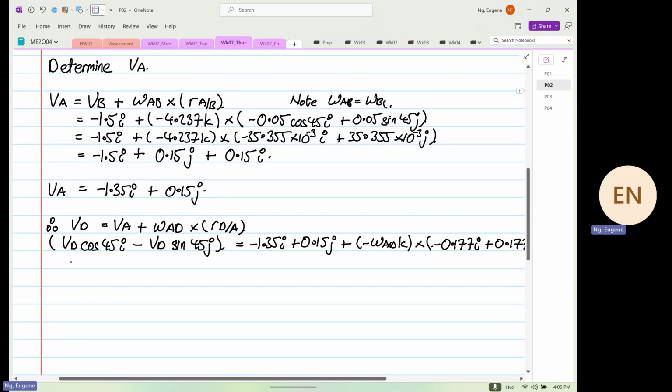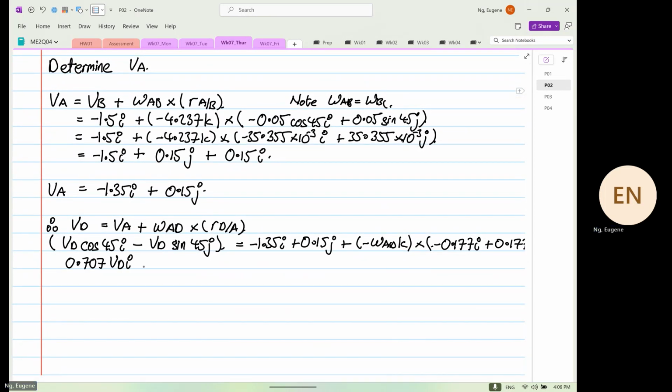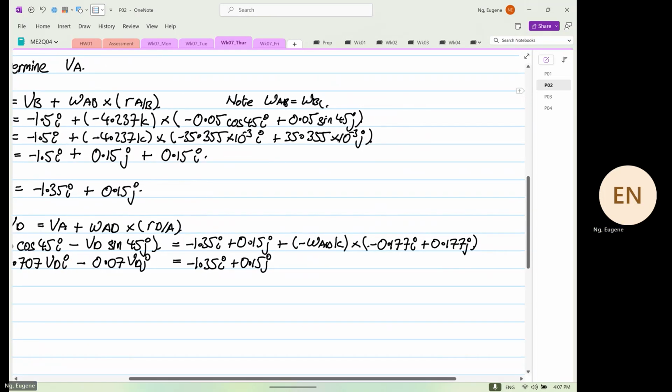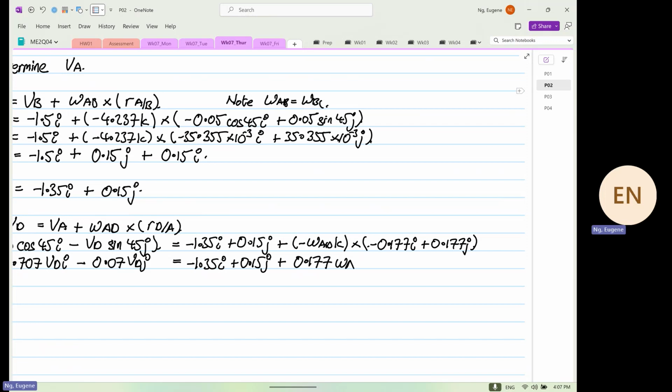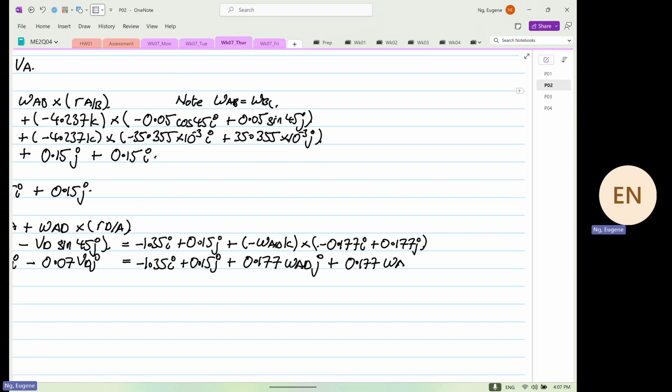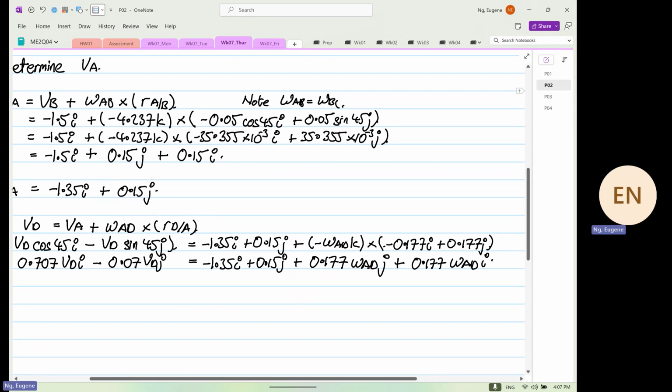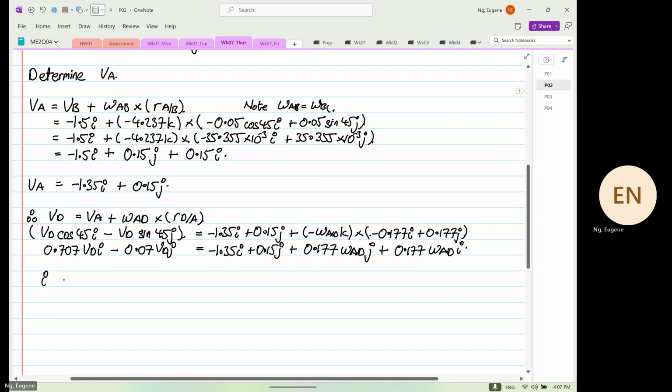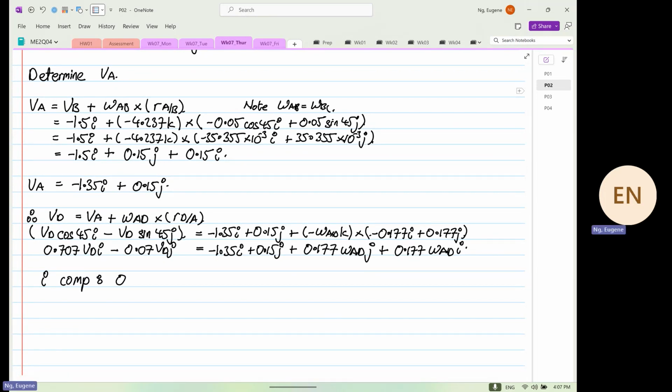So this will be equal to 0.707 VD I minus 0.707 VD J, and this will be equal to minus 1.35I plus 0.15J. K cross I is positive, negative, negative will be positive, plus 0.177 omega AD J. K cross J is negative. There's a negative for magnitude, will be positive, 0.177 omega AD I. So we are almost done. Okay, so if we look at the I component, you get 0.707 VD is equal to minus 1.35 plus 0.177 omega AD.